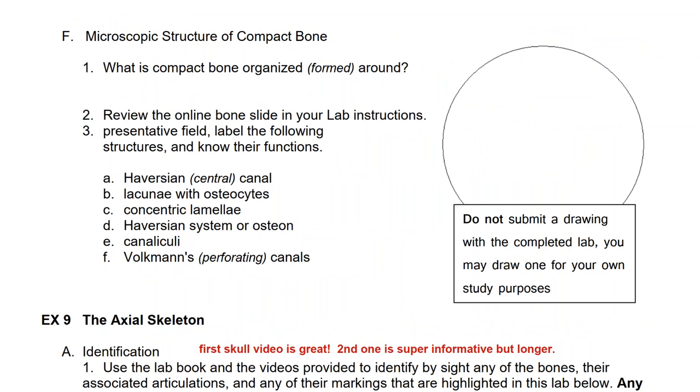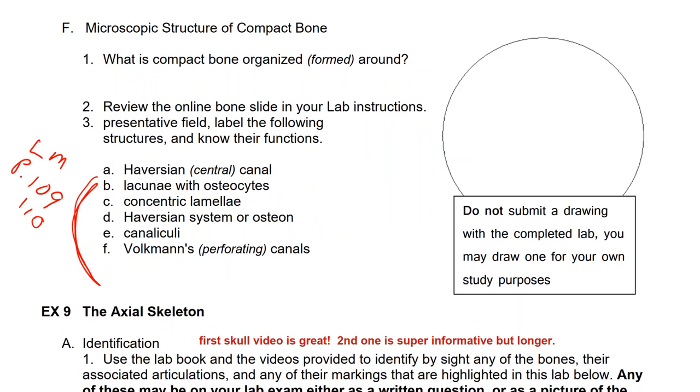All right, the next piece that we're going to look at is the microscopic structure of compact bone. We have looked at this before, but now we are just going to be adding some vocabulary. In your online instructions, there's a link to the histologyguide.com slide, which I'll take you to in just a minute and show you again. But you can also find information on page 109 and 110 of your lab manual that will help you understand these different vocabulary words. And I just want to draw something for a second.